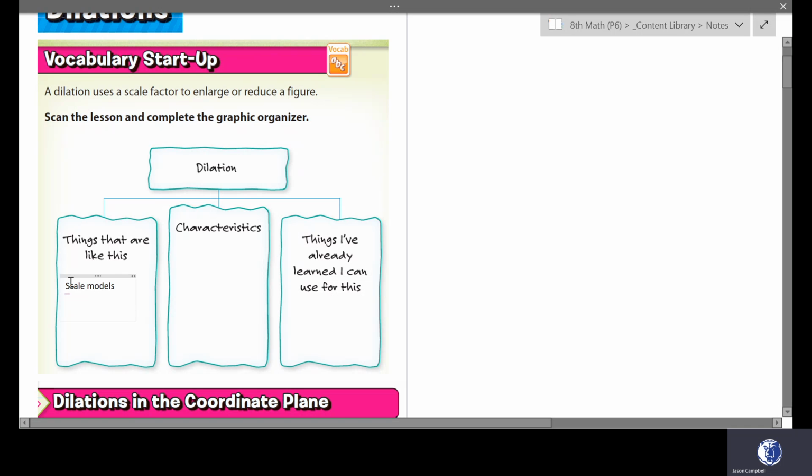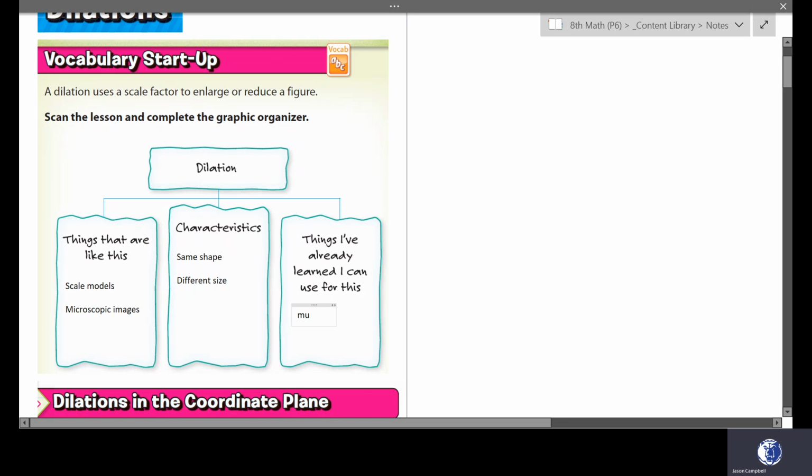or microscopic images, things like that. Characteristics: a dilated figure is the same shape, but it's a different size. I'm sure there's some other characteristics in there that we can think of. Things I've already learned I can use for this.